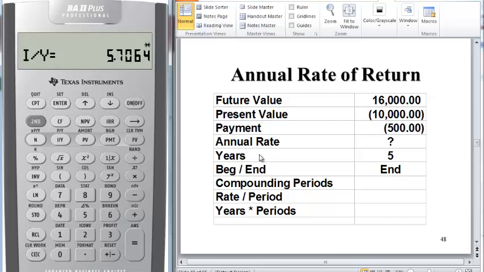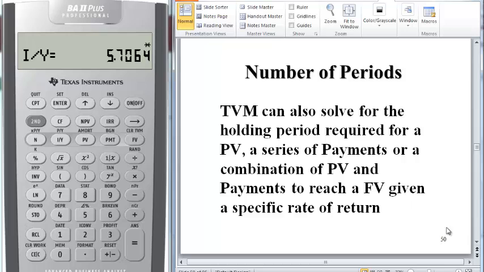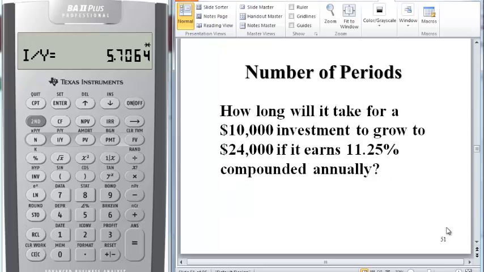What rate of return equates those? What do I find? 5.7064, or rounded up 5.71%. We can also use time value of money to solve for the holding period required for a present value, a series of payments, or a combination to reach a future value given a specific rate of return.